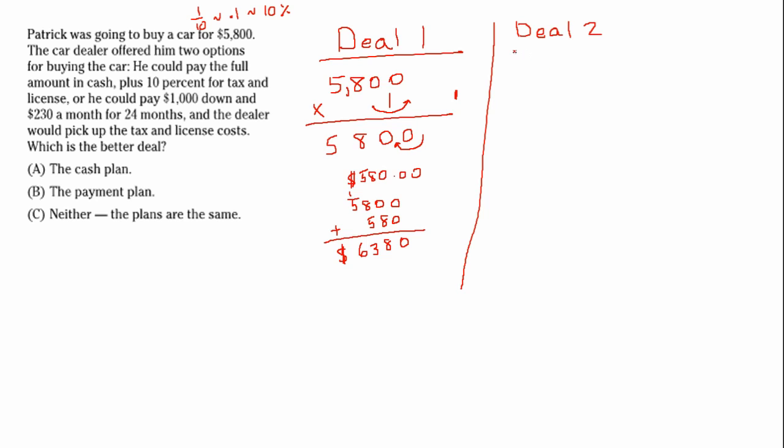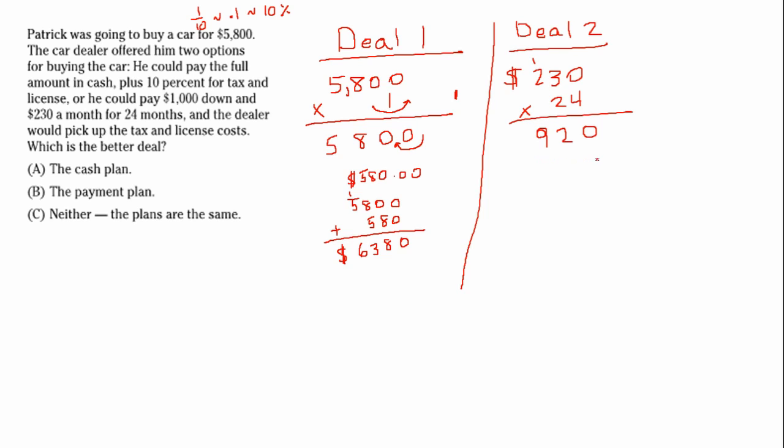Deal 2. We know he's putting $1,000 down, so we'll add that in at the end. And he's paying $230 over the course of 24 months. So we need to find out how much that is. This is a simple multiplication problem. 4 times 0 is 0. 4 times 3 is 12. Carry the 1. 4 times 2 is 8. Add the 1. That's a 9.